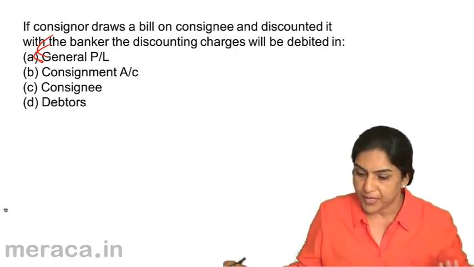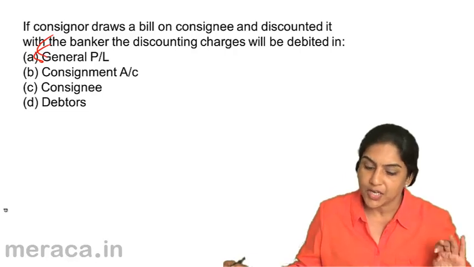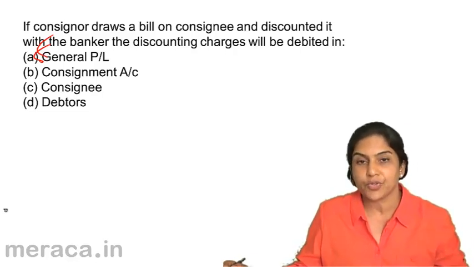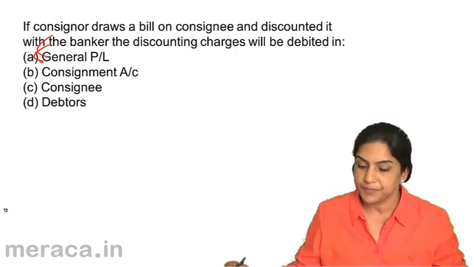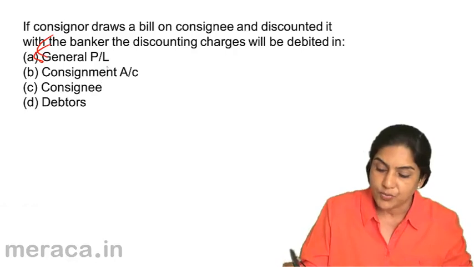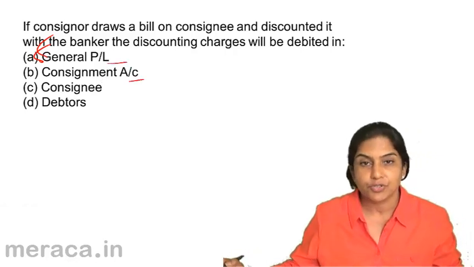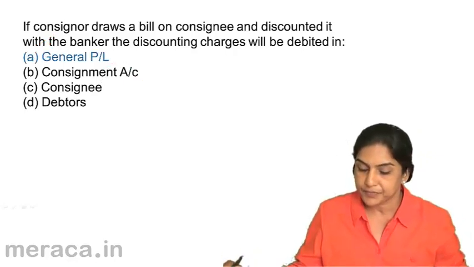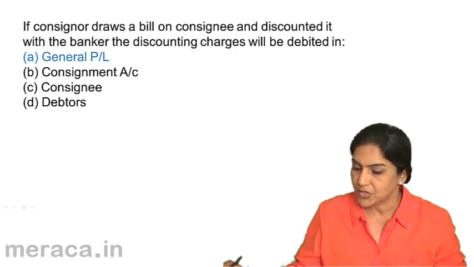Though in all fairness, discounting charges can also be debited to the consignment account. That is another alternative treatment. So strictly speaking, both general profit and loss as well as consignment account should be correct. The general profit and loss.